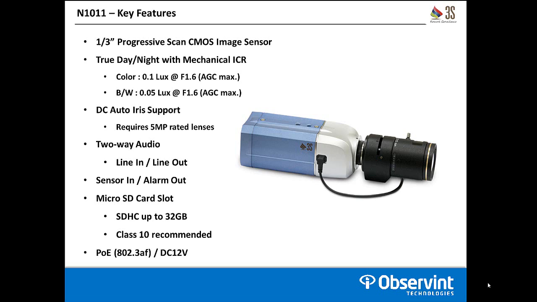There's a single sensor input and an alarm output for use with external devices for triggering, and there's an onboard microSD card slot. We use an SDHC capability of up to 32 gig max. We do recommend a class 10 microSD card for capturing, and you can do still frame captures or full frame video. The camera is also PoE capable, 802.3 AF standard PoE, or if you want to power it separately for some reason, there is a DC 12 volt input.